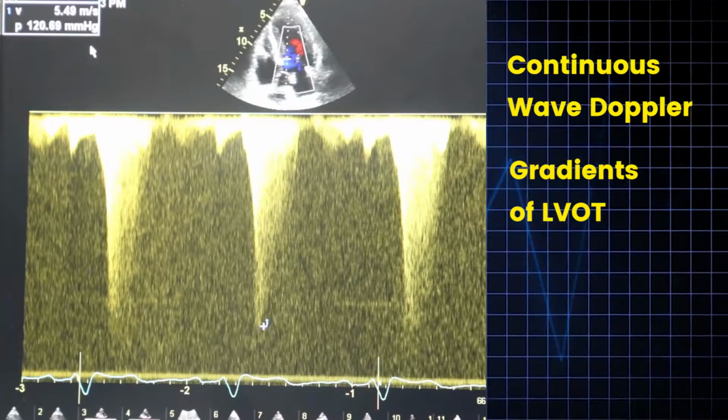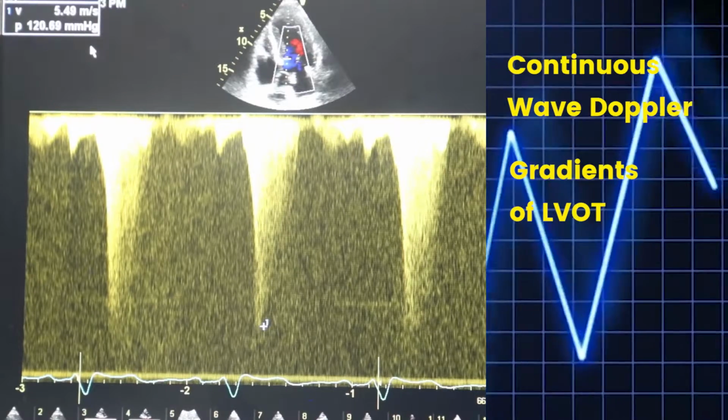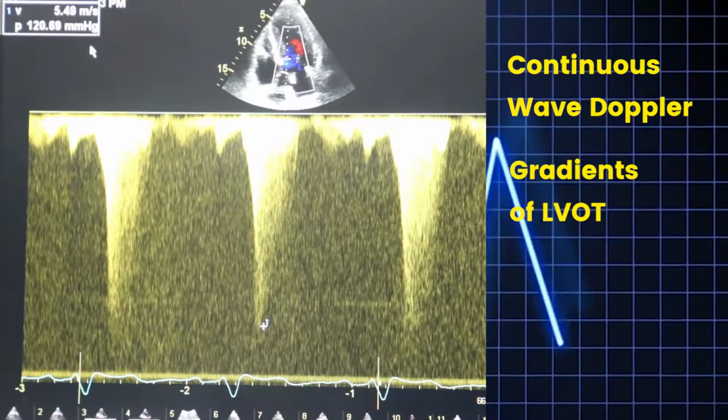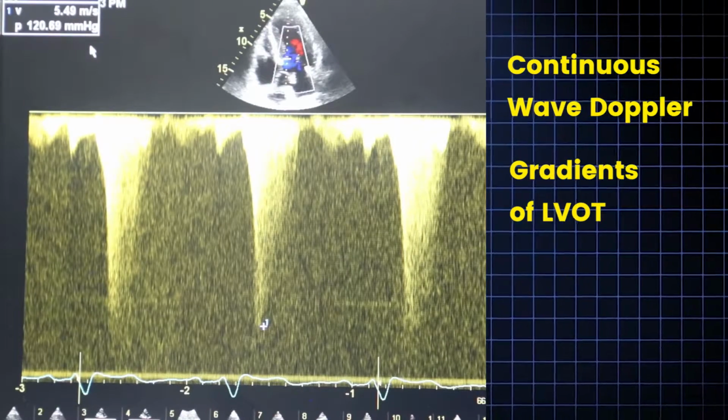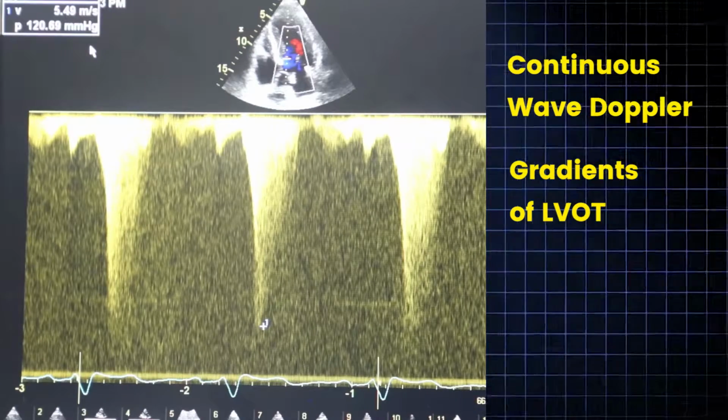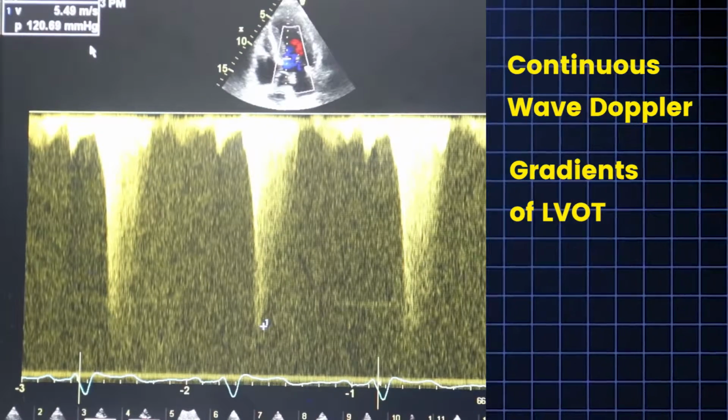If the gradient is less than 30 millimeters at rest, then do provocation, such as Valsalva in the supine, sitting up and standing position. You can use amyl nitrite. You can use postprandial gradients, and you can use exercise stress echo.